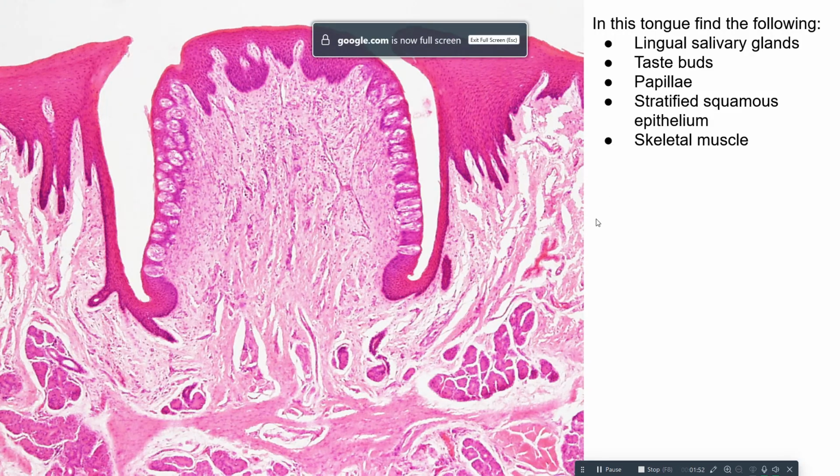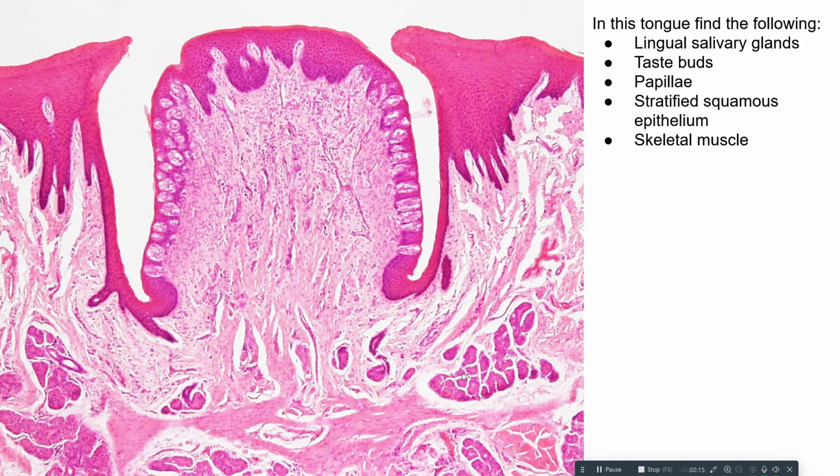Switching gears here, I've got another view of the tongue. Let's go through this together. This is one big papilla right here. Note the stratified squamous epithelium on it. And then on the lateral surface, I got all these taste buds. All these round guys are taste buds.